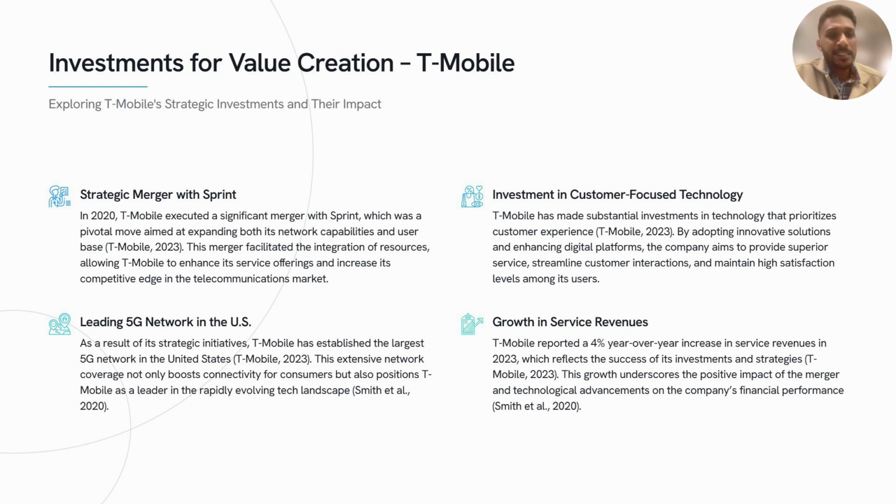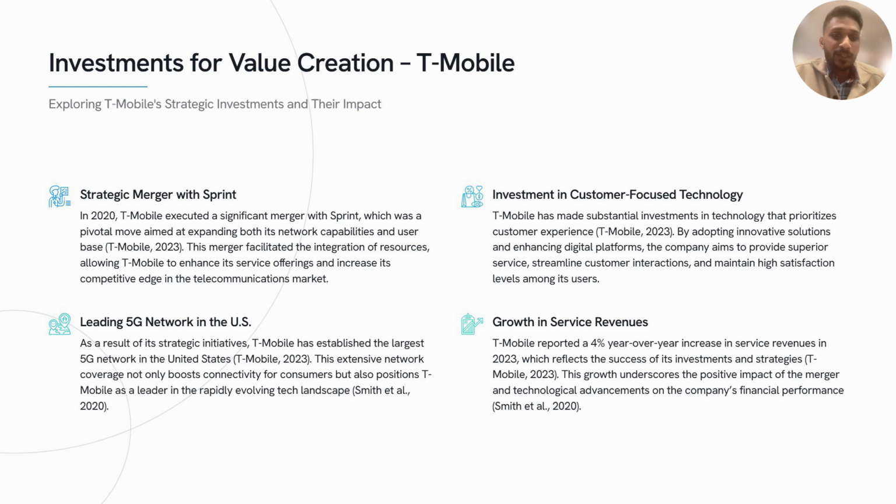As a result of its strategic initiatives, T-Mobile has established the largest 5G network in the United States. This extensive network coverage not only boosts connectivity for consumers, but also positions T-Mobile as a leader in the rapidly evolving tech landscape. Investment in customer-focused technology: T-Mobile has made substantial investments in technology that prioritizes customer experience. By adopting innovative solutions and enhancing digital platforms, the company aims to provide superior service, streamline customer interactions, and maintain high satisfaction levels among its users.